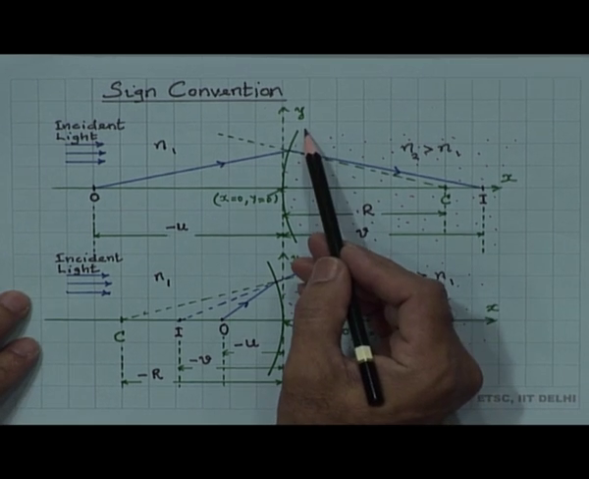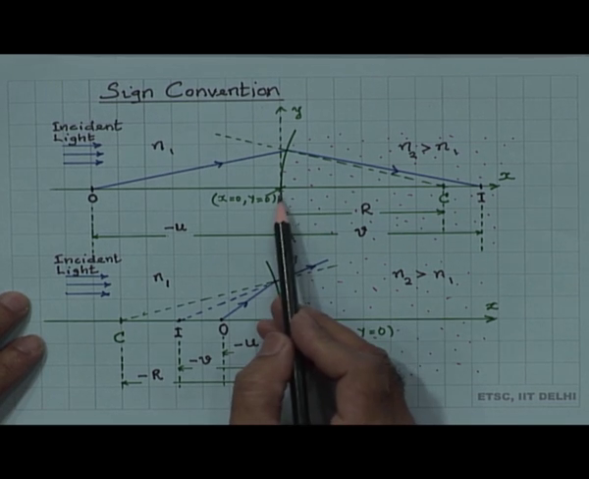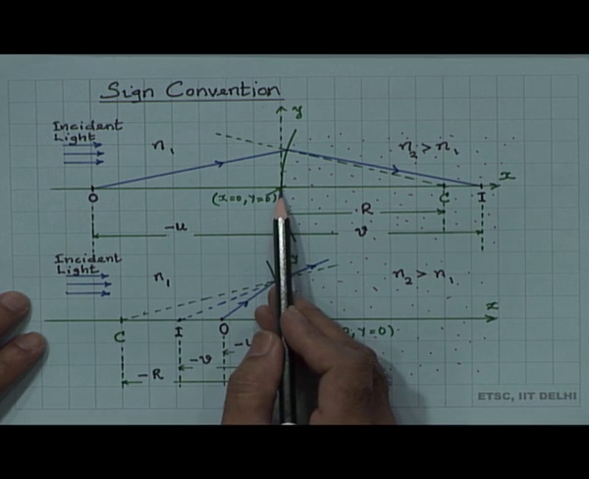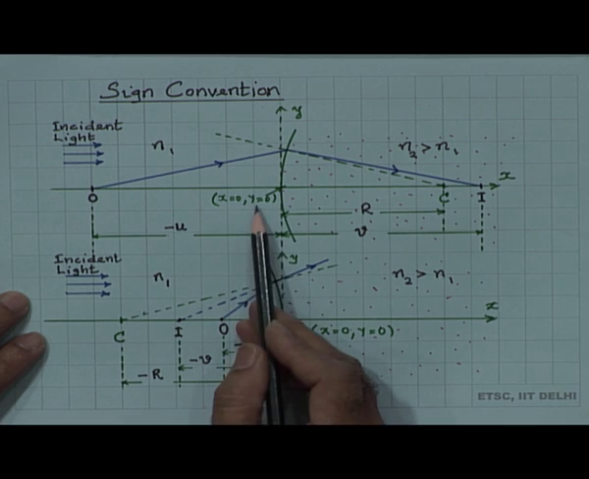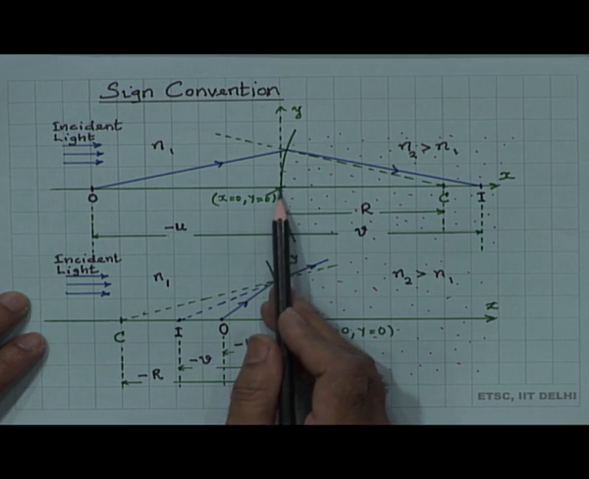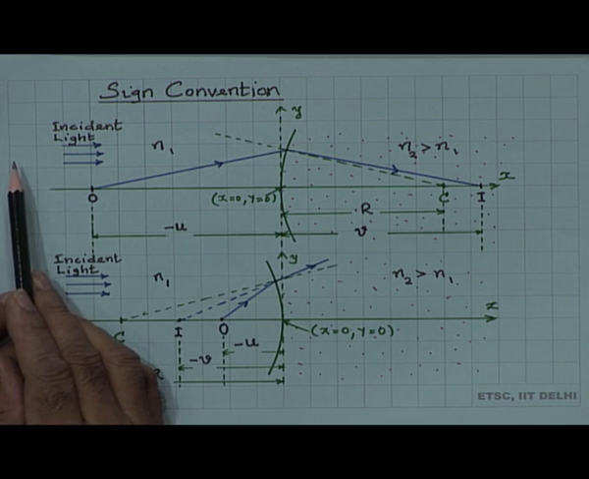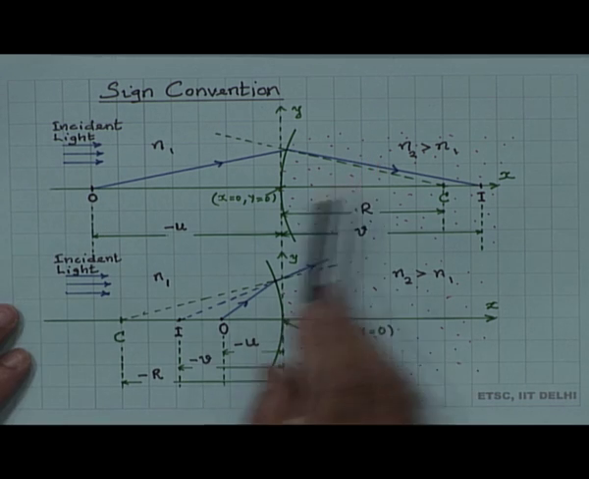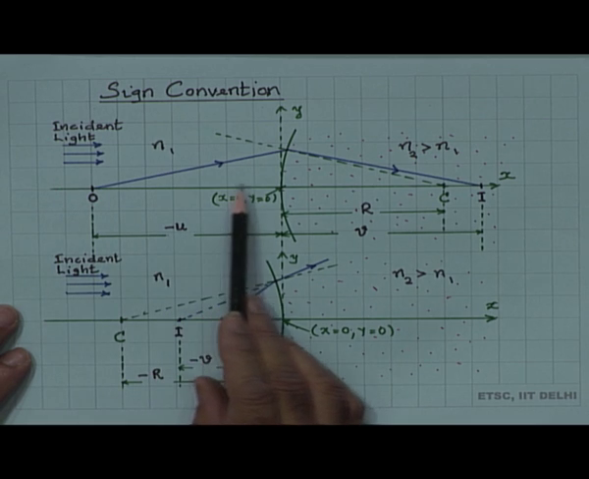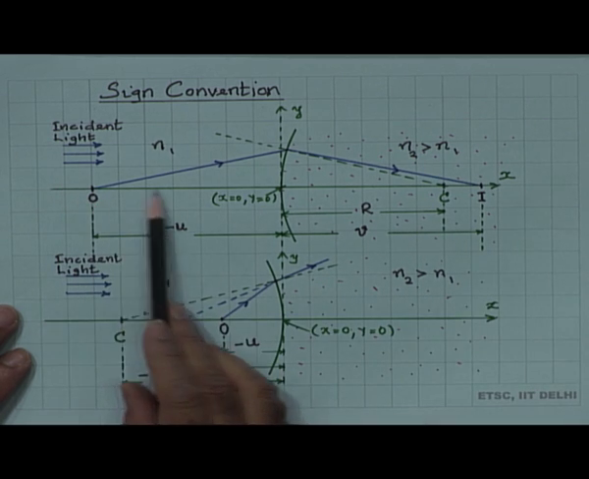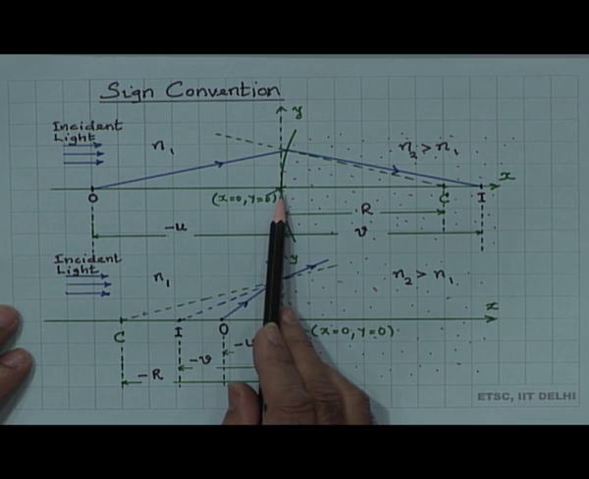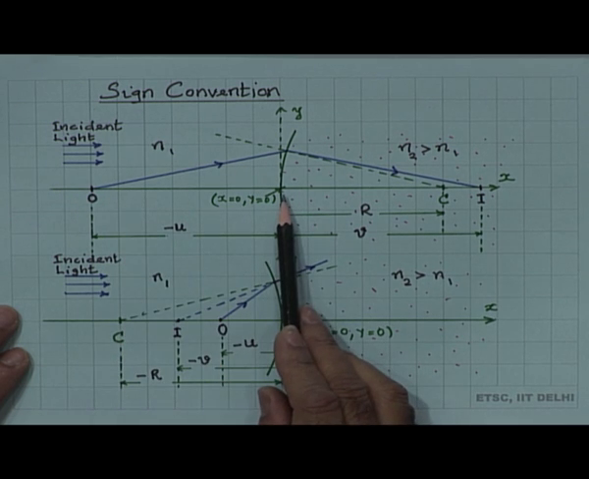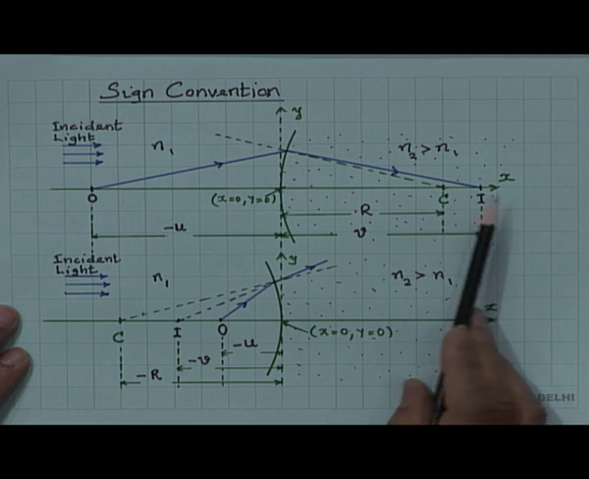So, we have a refracting surface here, and the point which is normal to the axis here is the origin, x equal to 0, y equal to 0, and we are considering light incident from the left uniformly. Therefore, the positive x direction is along this, which means from this point whatever distance is on the left is negative, and whatever distance is on the right is positive.